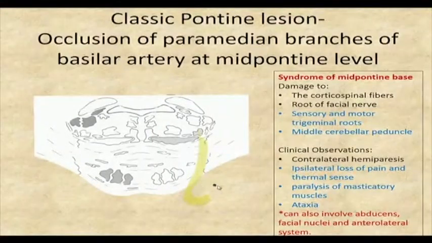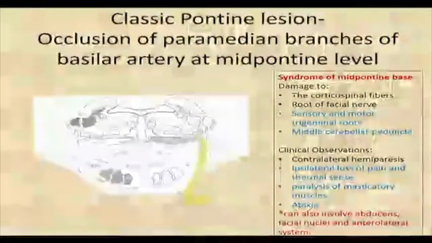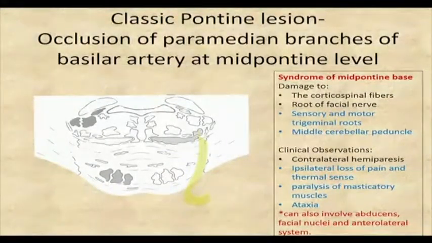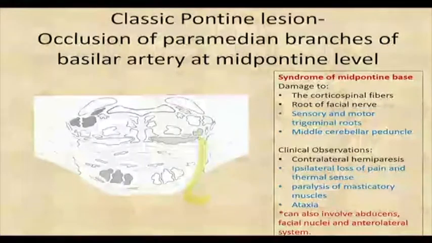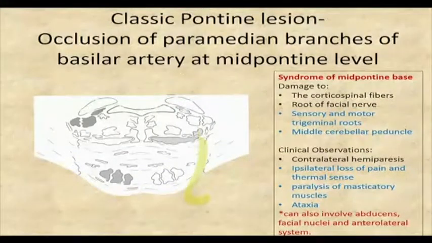And so if you're hitting the trigeminal nerve, you're going to lose pain and thermal sense on the same side. You're also going to have paralysis of the muscles of mastication. And because this lesion is going to affect the middle cerebellar peduncle, you also are going to have problems getting information to the cerebellum, and so you're going to have some ataxia.